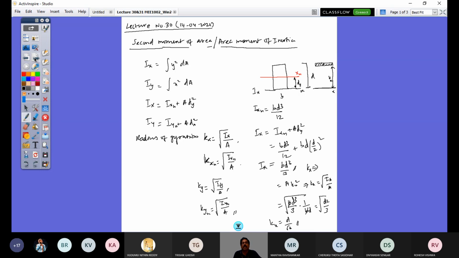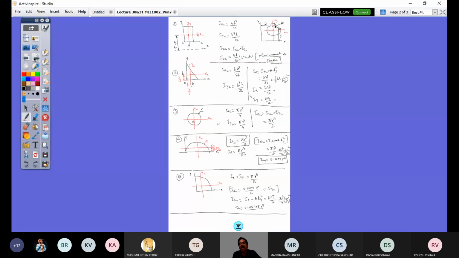You could also apply another theorem called the perpendicular axis theorem. That gives you the polar moment of inertia of the section with respect to the axis perpendicular to the section. So if I have IXG and IYG, I can find the polar moment of inertia about the axis ZG by applying the perpendicular axis theorem. That theorem states it is simply the summation of IXG plus IYG.